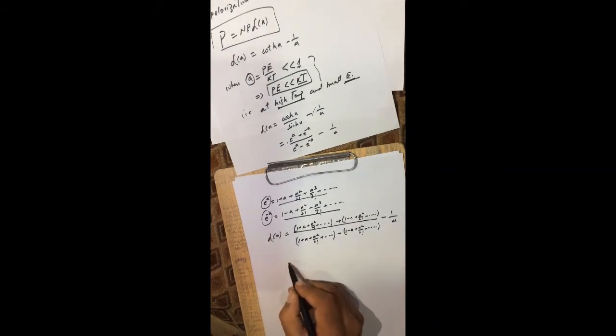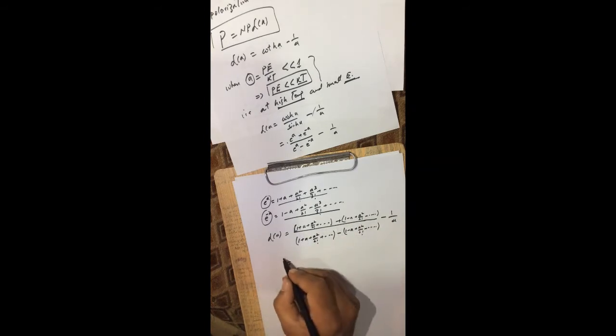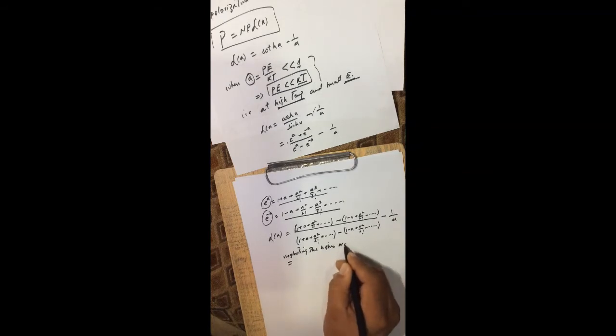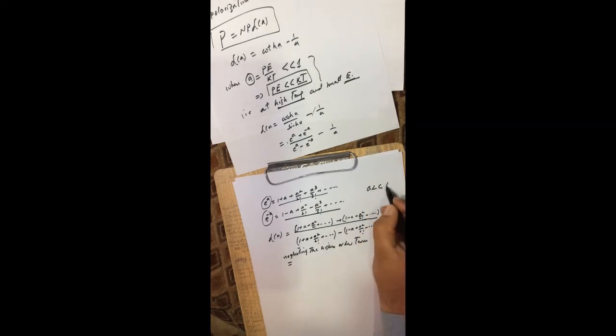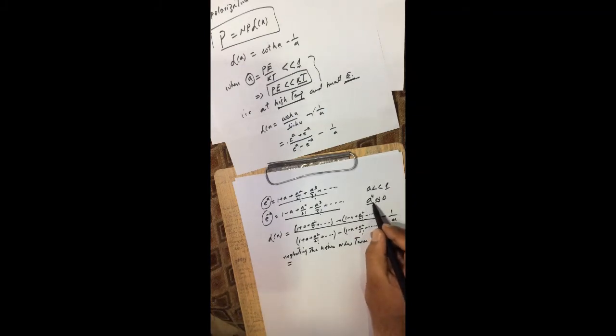Now if I solve this, neglecting the higher order terms, because A is much smaller than 1. So if I take the fourth power of A, then this will be approximately equal to 0. So that's why we're neglecting the higher order terms, like the terms including A raised to the power 4, A raised to the power 5, and A raised to the power 6, and so on.